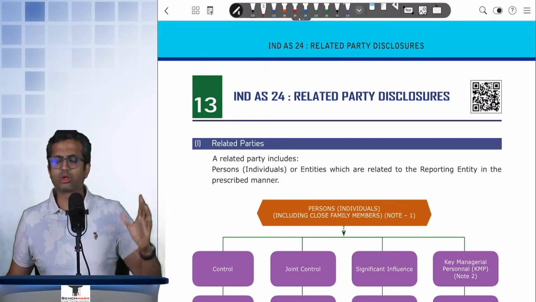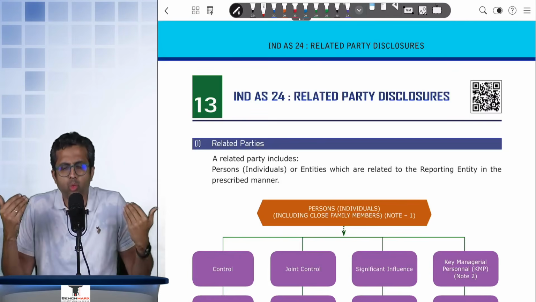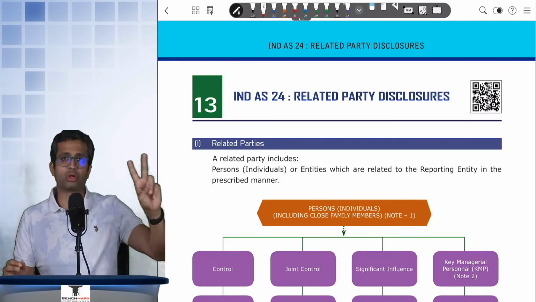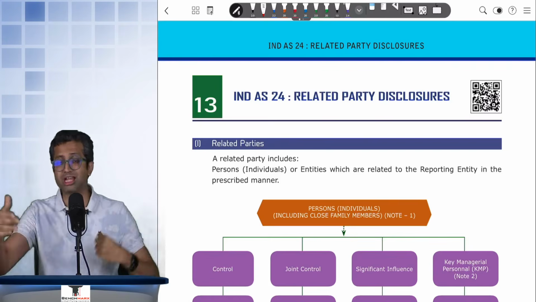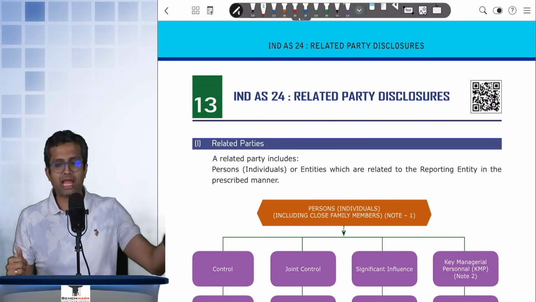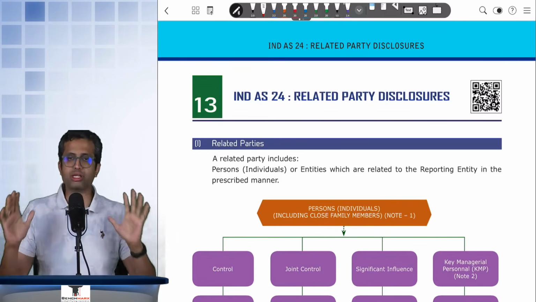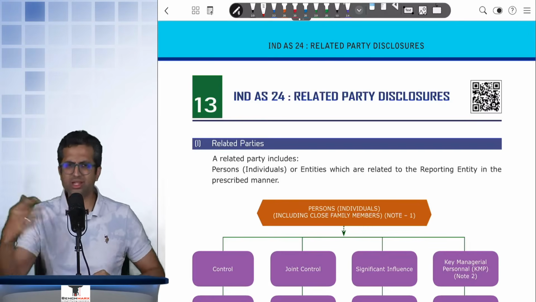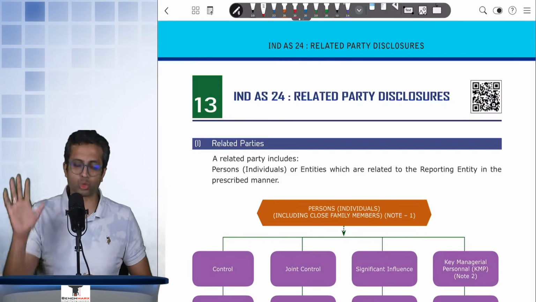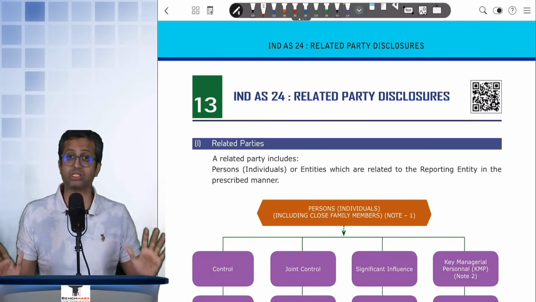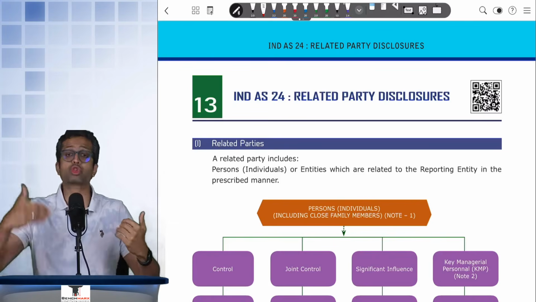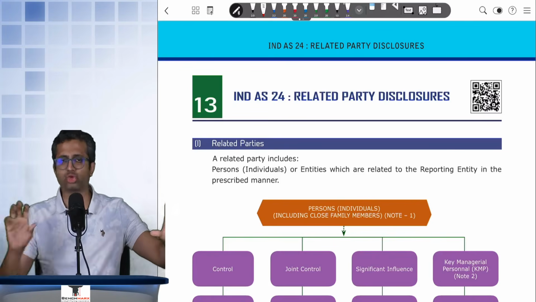So when you look at a related party, what does this standard cover? Well, there are two main parts of the standard. First, identifying who all is a related party, and second, what will be the contents of the related party report. Now, where is the related party report placed? It is placed in the notes to accounts, both in your SFS as well as in your CFS. And this is not one of those core financial statements like cash flow. It will be shown in the notes to accounts.